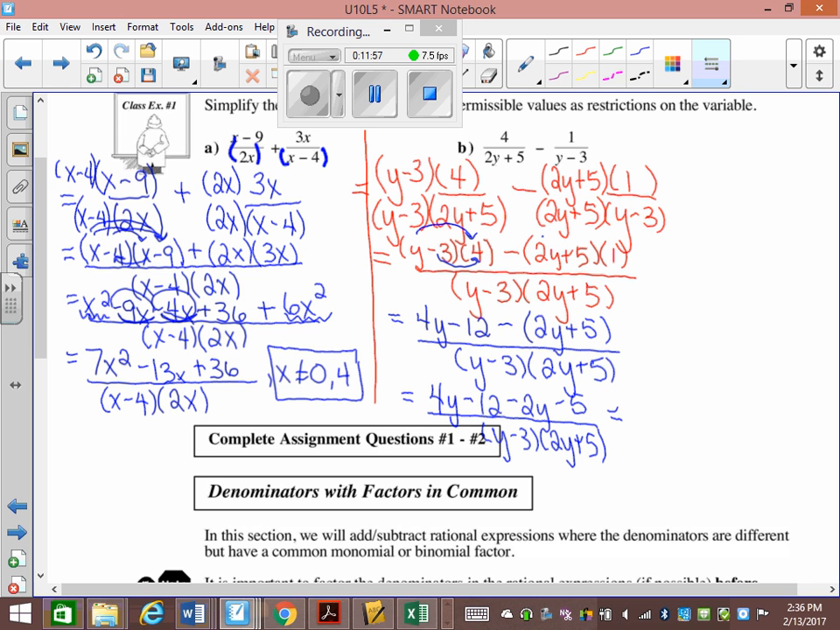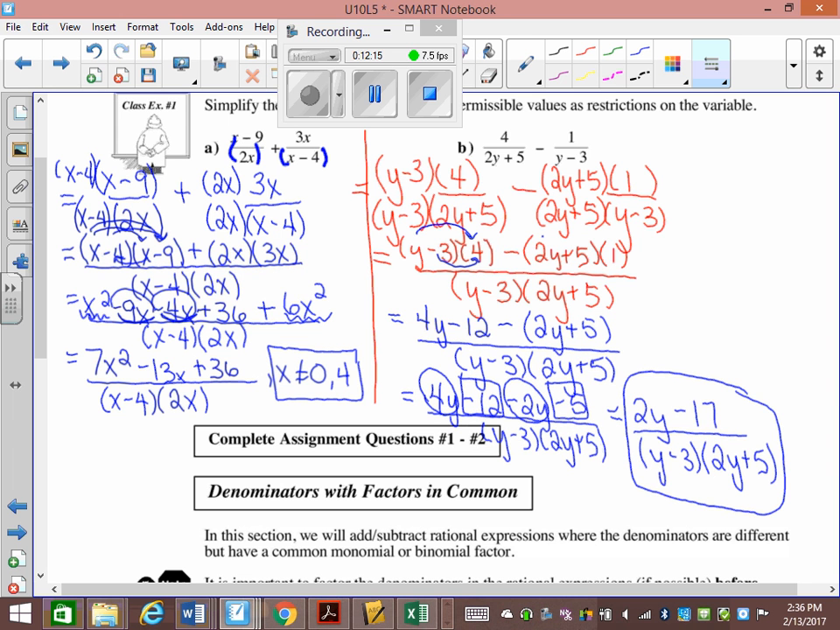And then I collect like terms. So I get 4y minus 2y is positive 2y. And then negative 12 minus 5 is negative 17 over y minus 3, 2y plus 5. And if I went to state non-permissible values, I'd say y can't equal 3. And when I solve this one out, what do I get? Negative 5 divided by 2.